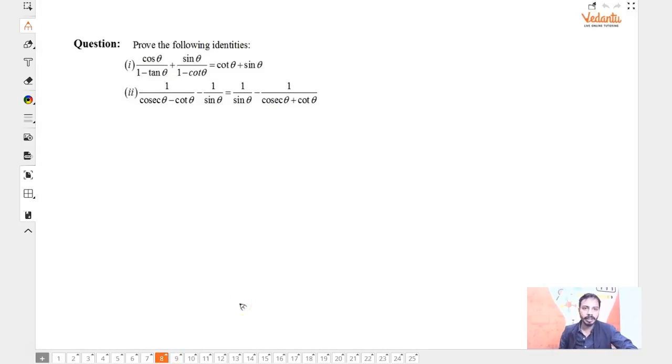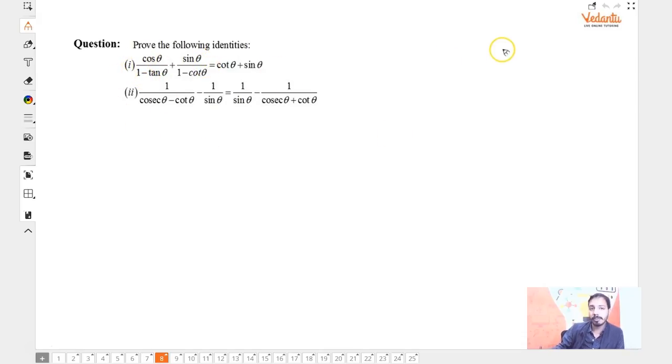So again you have some identity type of questions, and it says prove the following identities. Let me take the first one, that is cos theta by (1 minus tan theta) plus sin theta by (1 minus cot theta) is equal to cot theta plus sin theta. So you have left hand side and right hand side. Now what you see here is this right hand side is a simplified version of this. So in other words, you need to simplify this.